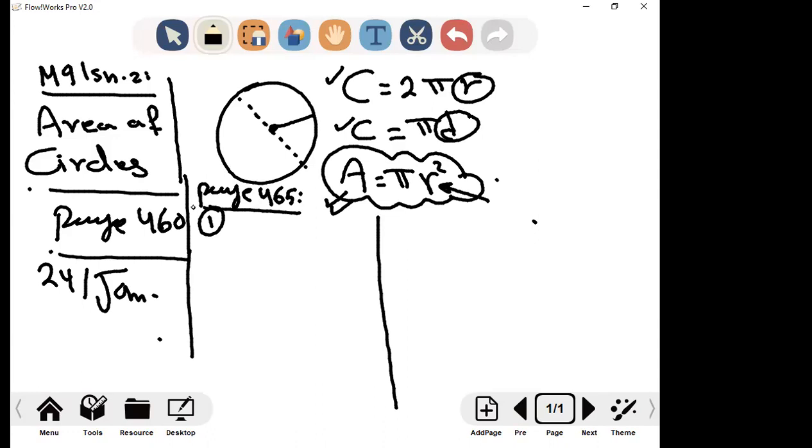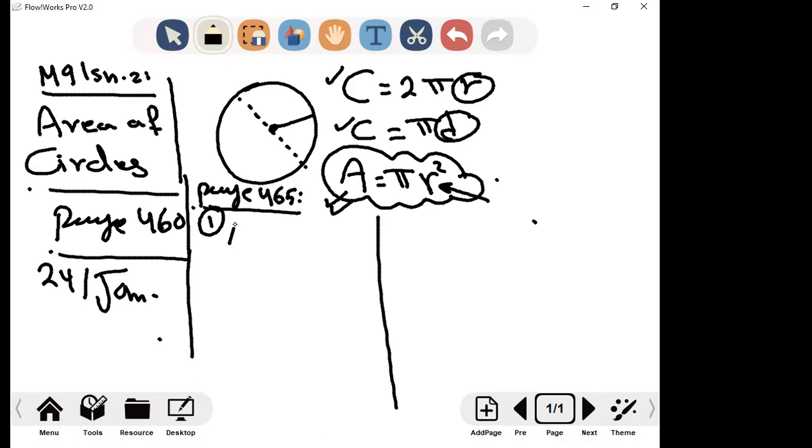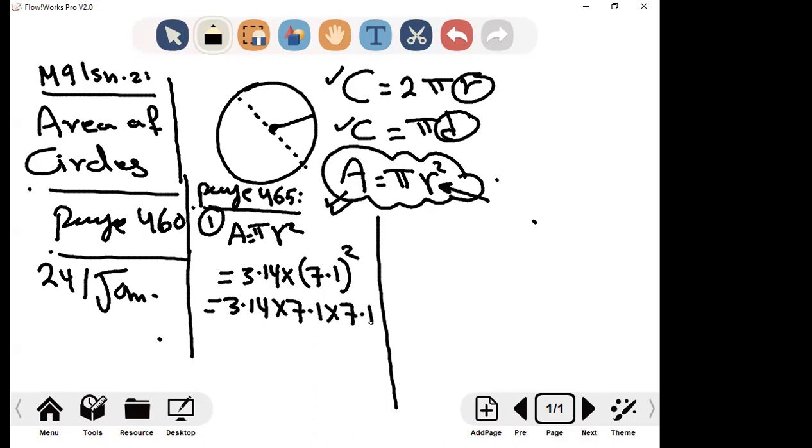Malcolm, the radius is written in front of you, 7.1. So the radius is how much? Apply the formula of the area. A equal pi r power 2 equal 3.14 multiply 7.1 to the power of 2 equal 3.14 multiply 7.1 multiply 7.1, right? A number power 2 means you multiply by itself how many times? 2 times. Now multiply these three numbers and now round to the nearest hundredth.